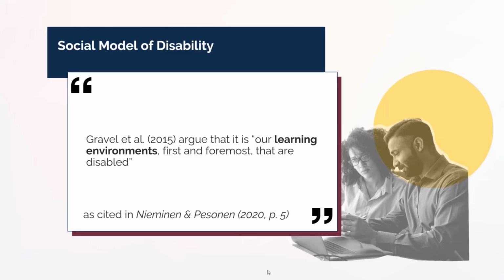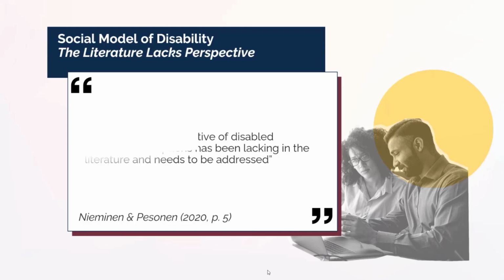So this brings us to the social model of disability. Gravel et al. in 2015 argued that it is our, quote, learning environments first and foremost that are disabled, emphasis added. And this is cited in Niemennen and Pisonen, who added on to this perspective. They took a look at the literature for this particular niche and discovered that, quote, the essential perspective of disabled students' perceptions has been lacking in the literature and needs to be addressed.